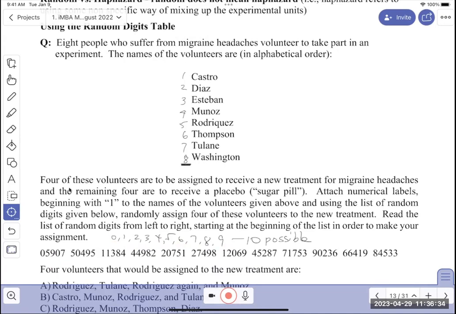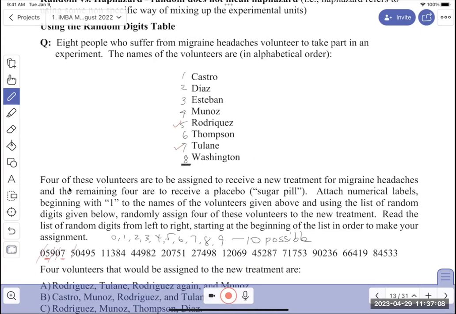Okay, so I'm going to select my sample of 4 by working through the numerical list. And in fact, the first digit is not in my list, so I ignore it. The next digit is. So 5 is chosen, Rodriguez. 9 is not in the list. 0 is not on the list. 7 is in the list, so I choose Tulane. 5 has already been chosen. I don't choose 5 again, all right?